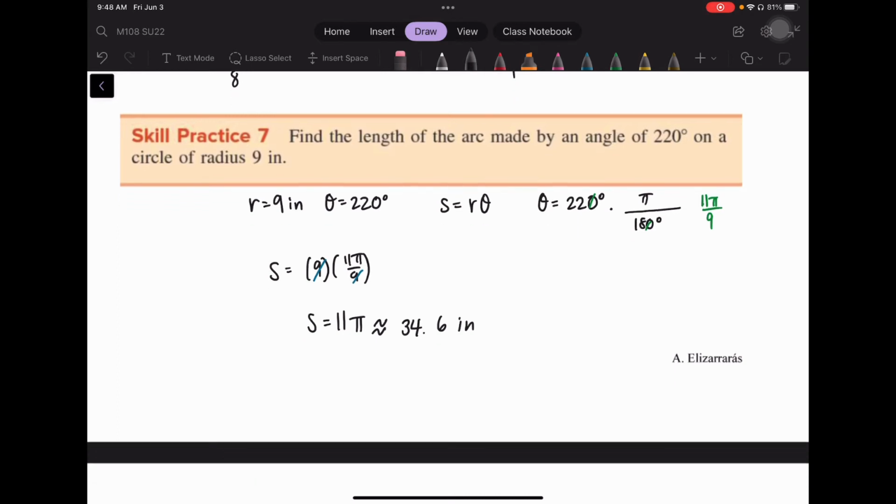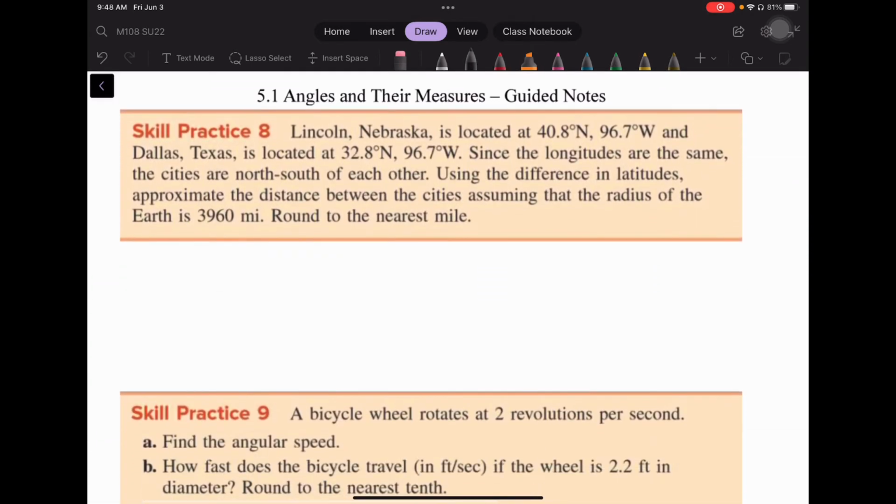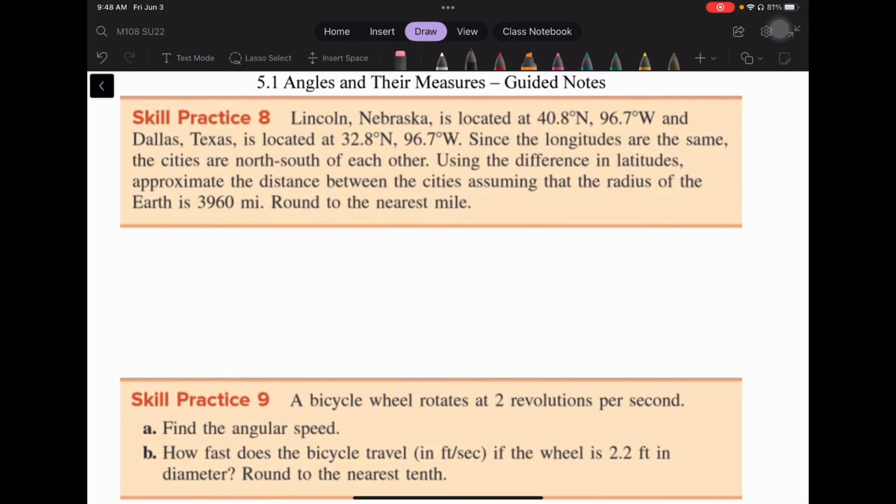Lincoln, Nebraska is located 40.8 degrees north, 96.7 degrees west, and Dallas is located 32.8 degrees north, 96.7 degrees west. So they both have the same longitudes, and they're north-south of each other. So you've got Lincoln, Nebraska up here, and then you've got Dallas, Texas down here.